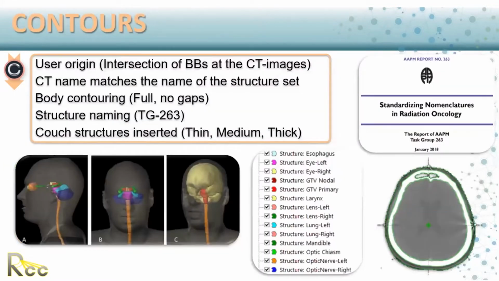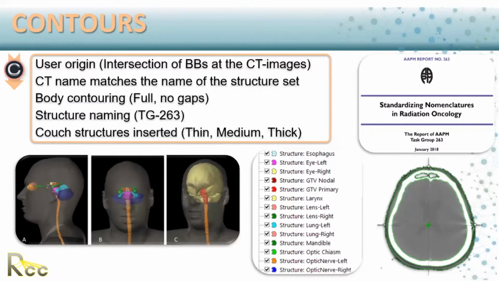So for the contours, usually this is the basic thing that we make sure: that our user origin, which is the intersection of the BBs at the CT images, is correct. We make sure the CT name matches the name of the structure set, body contours are full and there are no gaps. Structure naming, usually we would like to use the TG263, which is the standardized nomenclature in radiation oncology.